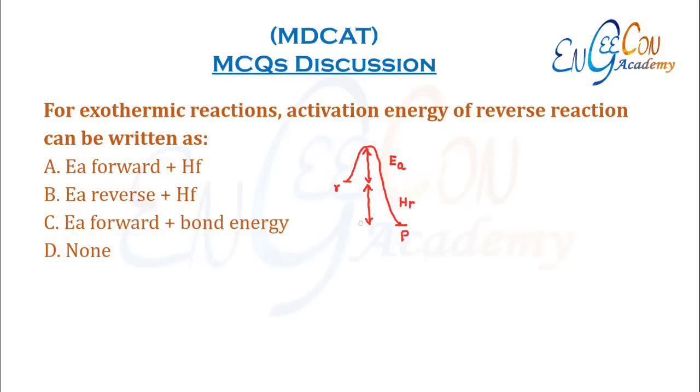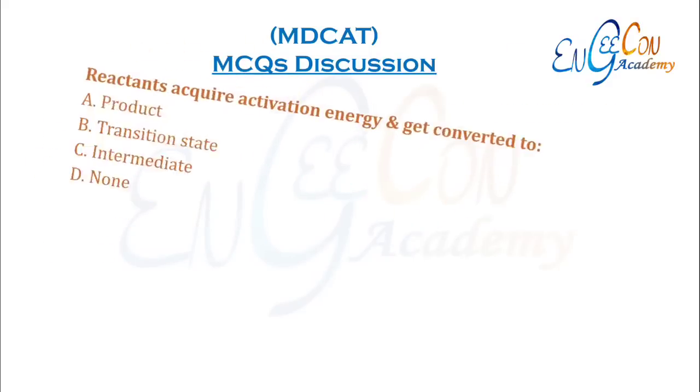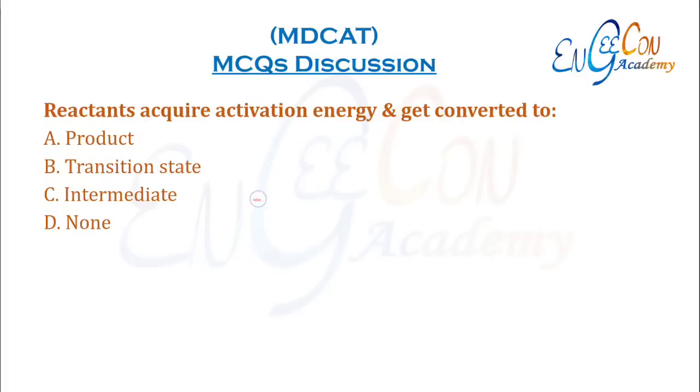So if we talk about reverse reaction, which means that products is getting converted into reactant, so energy of reverse reaction can be given as sum of activation energy and heat of reaction. So we get here energy of activation for forward reaction, this one, plus heat of reaction gives us activation energy. Reactants acquire activation energy and get converted into transition state. So whenever reactants acquire activation energy, they get converted into highest energy state, which is transition state.